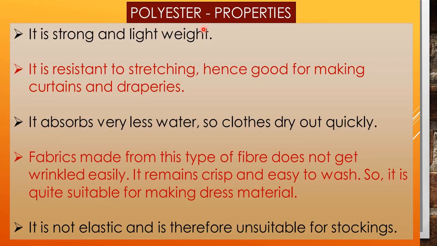And what are the main properties of polyester? Polyester is strong, lightweight, and also resistant to stretching. Hence, it is good for making curtains and draperies. It absorbs very little water, so clothes dry quickly. Fabrics made from this type of fiber do not get wrinkled easily. It remains crisp and easy to wash, so it is quite suitable for making dress material. It is not elastic and is therefore unsuitable for stockings. These are the main properties of polyester.